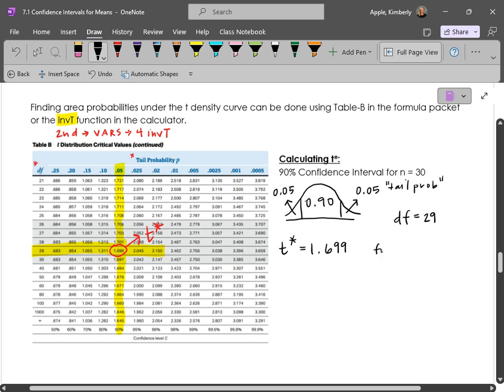So we're going to find the tail probability column and the DF row to get the T star critical value. That's how you use the table. Okay. This is method 1.